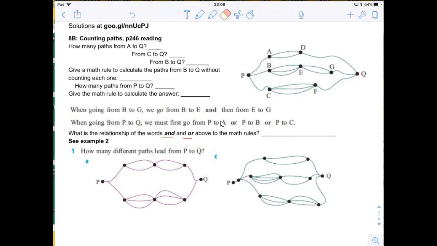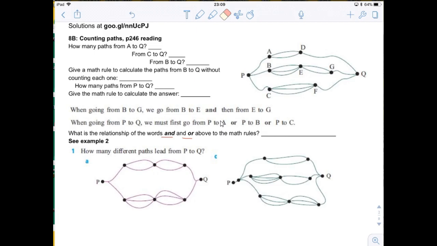What about if we're going from P to Q and we're going to go down the A path, or we go down the B path, or we go down the C path, okay? Do you see the language we use here? When we go along this path, we do this path, and then we do this path. We use the word and. If we're going to go down this path, or this path, or this path, we use the word or. The words and or give us a clue as to how we find the total number of paths, okay?